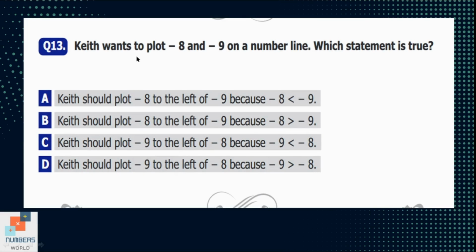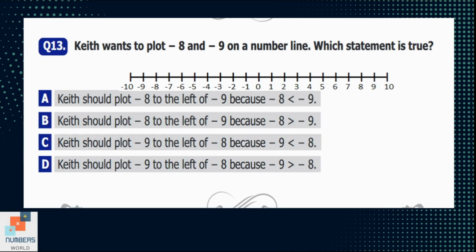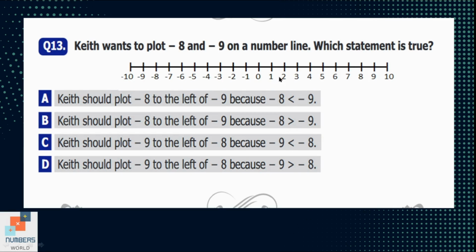Question number 13. Keith wants to plot -8 and -9 on a number line. Which statement is true? Before checking all the options, we can make a number line here. 0 is in the center, and on the right side of the 0, we have positive numbers in increasing order. Whereas on the left side of the 0, the numbers are negative and they are in decreasing order. Like -8 is less than -2 because it is farther away from the 0 as compared to -2, so its value is less than -2.